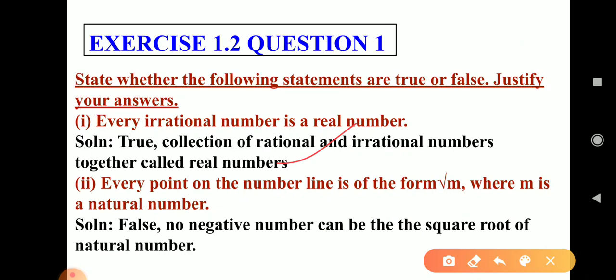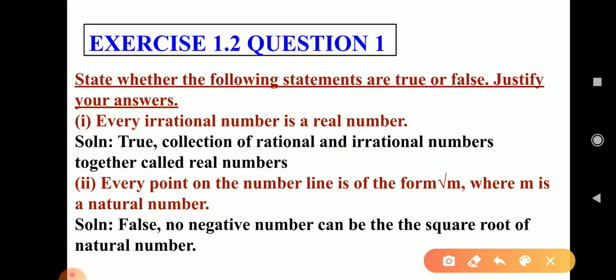Second: every point on the number line is of the form root m, where m is a natural number. What they are saying is, if I consider a number line, 0, 1, 2, and here minus 1, minus 2.